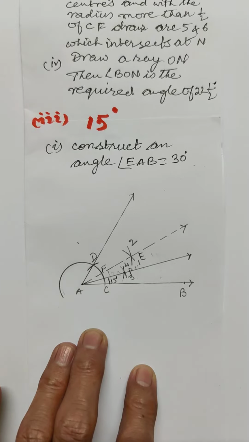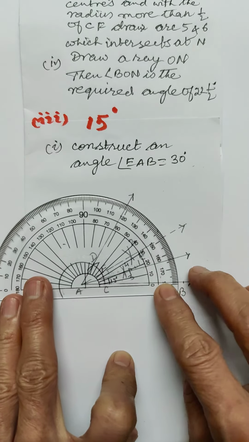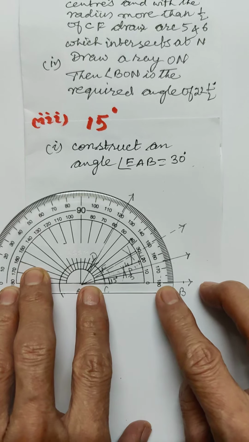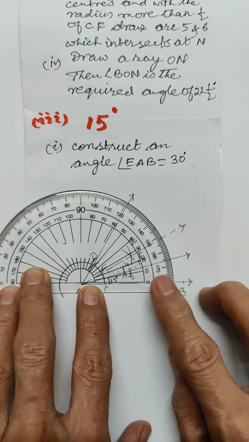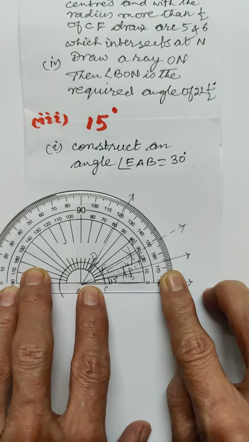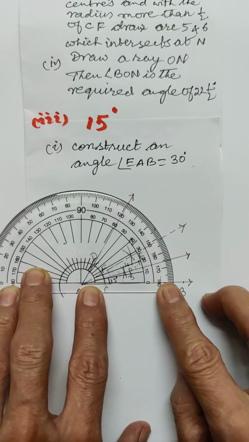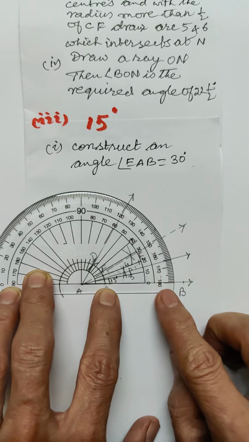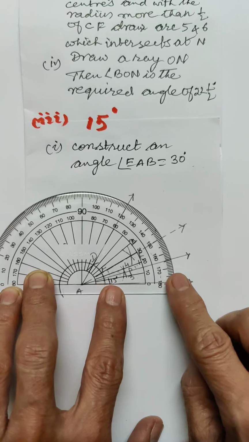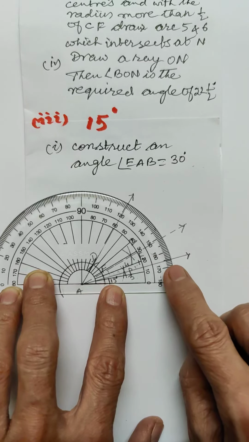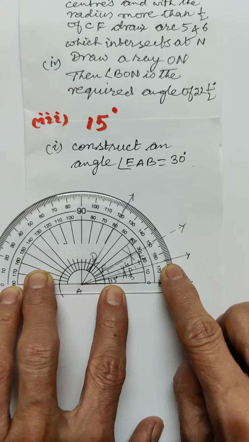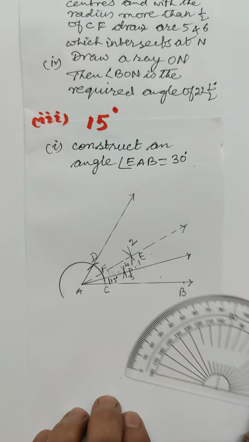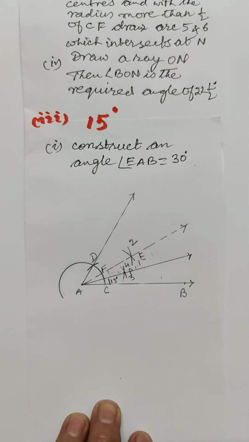Let us check whether it is 15 degree or not. Angle is very small. Yes, it is 15 degree. 10 and 5, 15 degree. Exactly, it is 15 degree. This is 10 degree and this is 5 degree, 15. So this way we have constructed an angle of 30 degree, 22.5 degree and 15 degree.